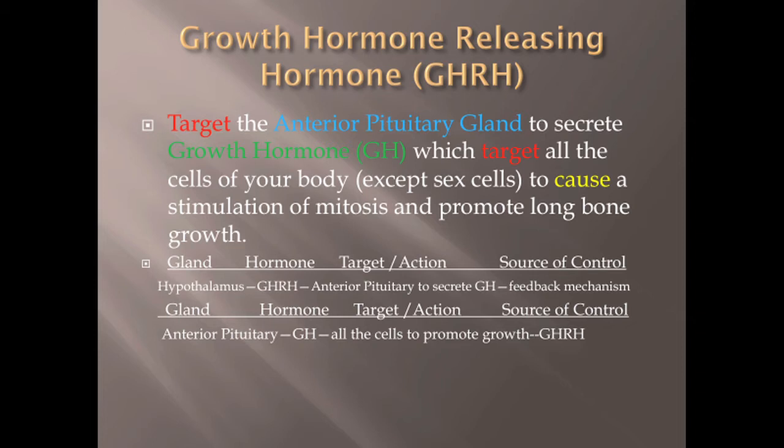And growth hormone itself is a hormone that targets all the cells of your body except the sex cells, because it's going to stimulate mitosis and promote long bone growth. And sex cells go through meiosis, not mitosis.